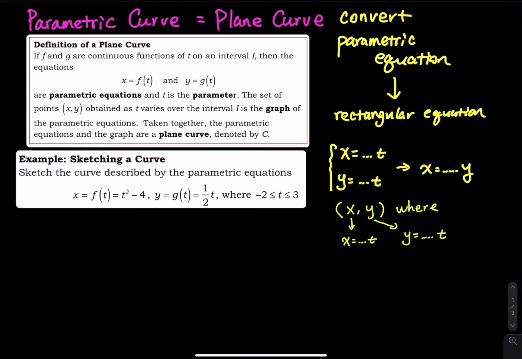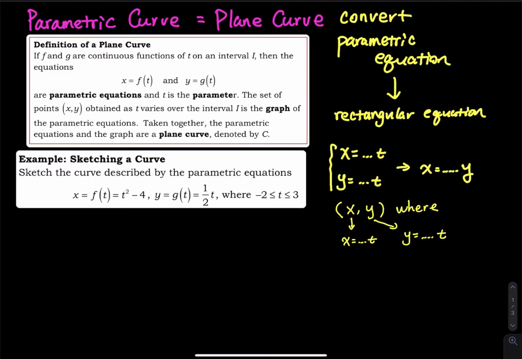Over the interval I is the graph of the parametric equation. So we are using one graph to describe how x and y change, how the location changes as time changes. This graph, this path, is called a parametric curve, and the equation is called a parametric equation. Taken together, the parametric equation and the graph are a plane curve denoted by a big C. Plane curve means parametric curve. So x equals f of t, y equals g of t is a parametric equation, and the curve of that we call a parametric curve.